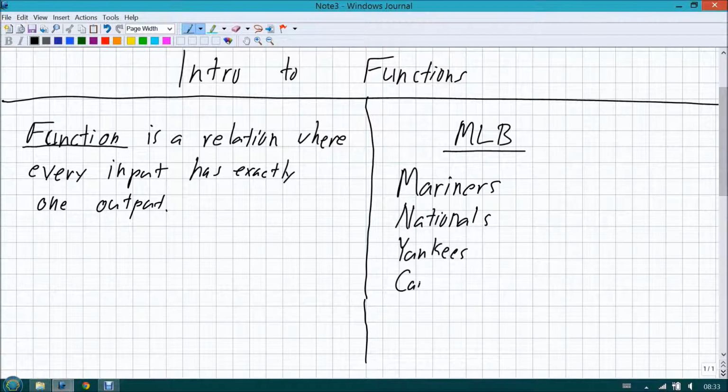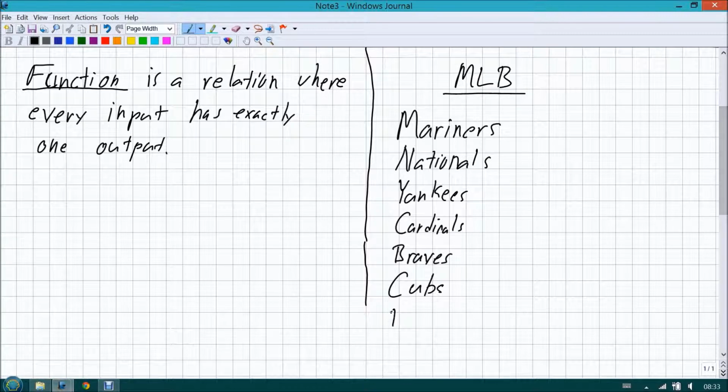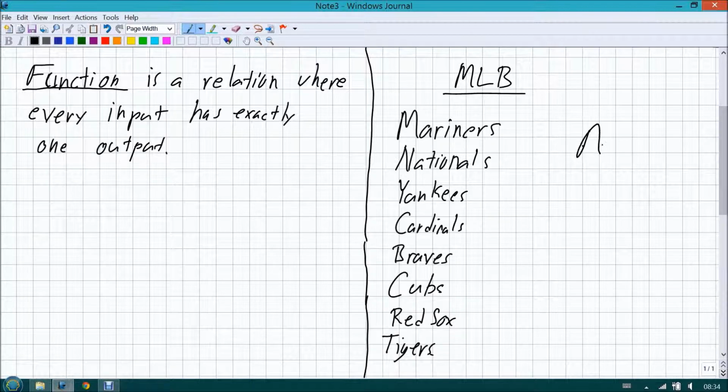and the Cardinals. And then you have teams that have been to the World Series a bunch of times but didn't win it, like the Braves. And some that just haven't been there in like 100 years or so, like the Cubs. And then ones that just beat the Yankees all the time, like the Red Sox and the Tigers. Now, all of these are broken into two divisions. One division is called the American League, and the American League has the designated hitter rule. And then you have the National League, which does not have the designated hitter rule.